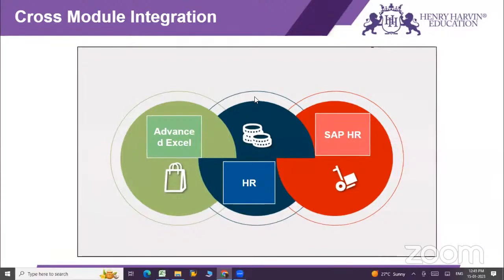Now, I'll take a little time here. Something about cross-model integration. We are not going to learn only about HR, but apart from HR, yes, we are going to learn advanced Excel, and the major one is all about SAP HR. Let me quickly highlight this part, part 2.